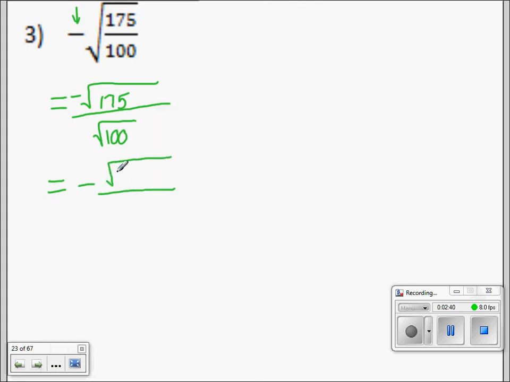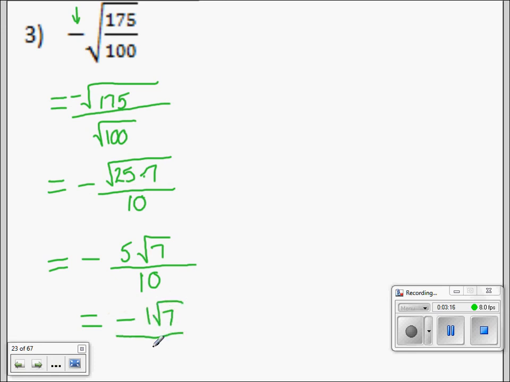175 is the product of 25 and 7. So we know the 25 can come out of the radical as 5, leaving 7 inside the radical. And on the bottom we know the square root of 100 is 10, so we can just leave the 10 in the denominator. And notice that we can reduce this fraction, the 5 and 10, that can be reduced to a negative 1 radical 7 over 2, which again can be reduced to just the negative radical 7 over 2.